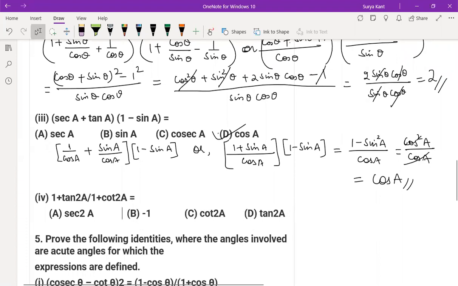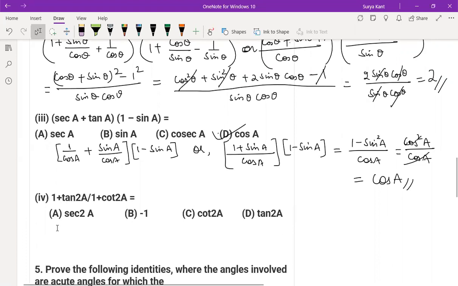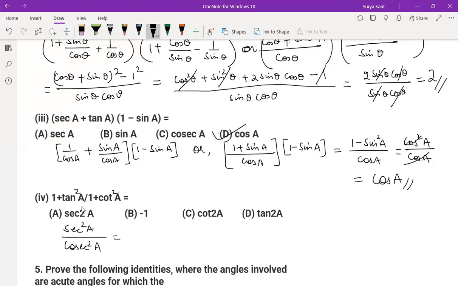Question number 4, what we need to do, this is not tan 2A. This is tan square A, children, right? This is tan square A, and this is cot square A. So here you can write tan square A and cot square A. So 1 plus tan square A, you know already, sec square A we can write, divided by 1 plus cot square A, which is cosec square A. Then you convert simply, sec square A we can write 1 by cos square A.